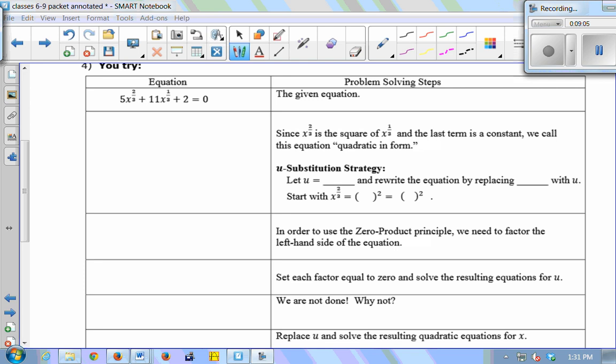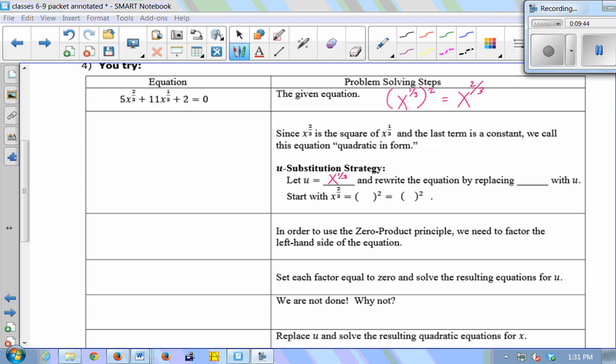All right, so we have 5x to the 2/3 plus 11x to the 1/3 plus 2 equals 0. So x to the 2/3 is x to the 1/3 squared, right? X to the 2/3 is the square of x to the 1/3, because when you raise a power to a power, you multiply the exponents. 1/3 times 2 is 2/3. So that's one of the key things to see in that problem, is that x to the 1/3 squared is x to the 2/3.